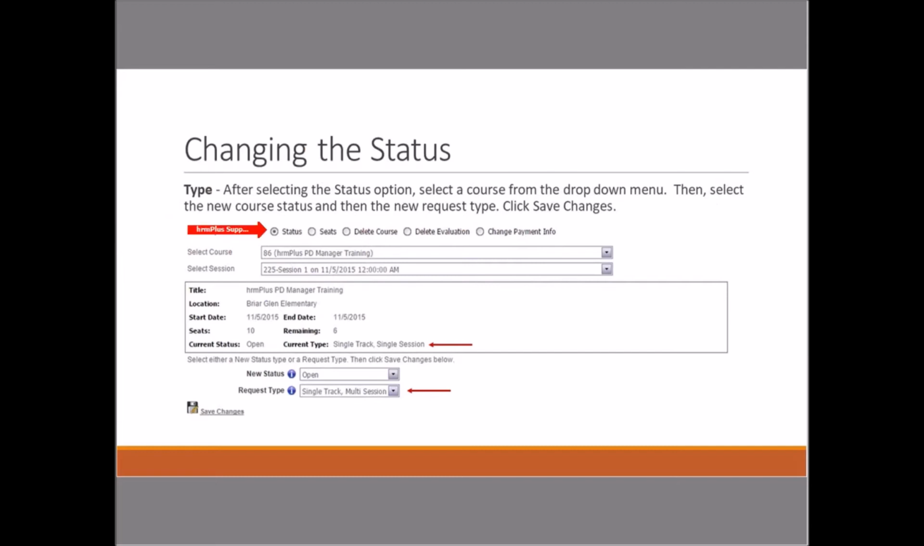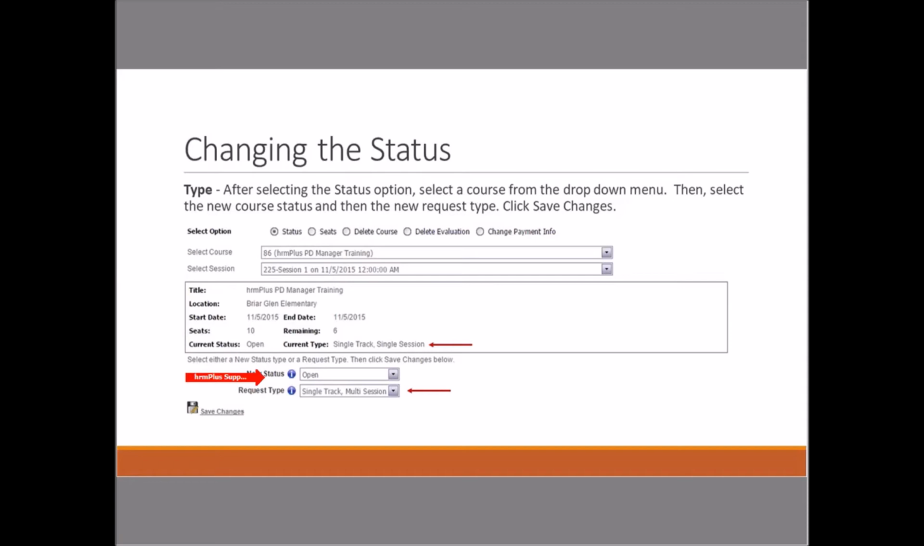So you're going to select status. You're going to find that course, and you're going to pick the session. You still have to pick a session. This is where it'll load the data, and you can see what the current type is. Say this is a single session, and now I want to make it a multi-session. You would pick that different type of request, but you're going to leave the status alone. You're not going to change it. You're going to keep it the way it is because you have to do it one way or the other.